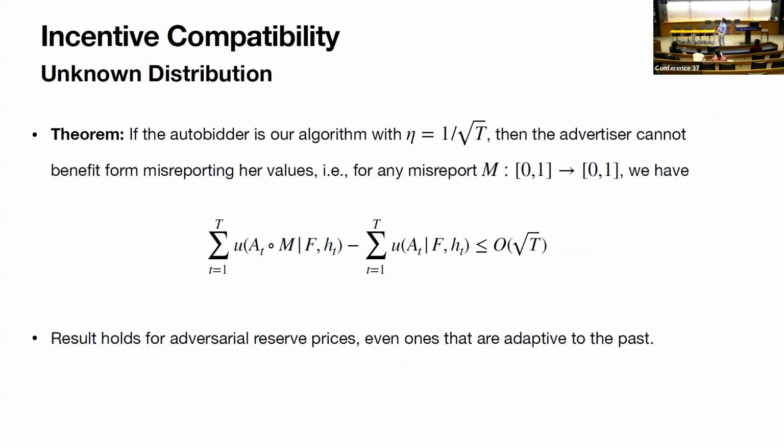Finally, it's also strategically robust on the advertiser side. The advertiser can't gain from misreporting their values to this algorithm. So if they wanted to pretend every time their value was 0.8, whenever it was actually 0.2, doing so would not help them, no matter what function they come up with in order to misreport their values to the autobidder. And this holds again for adversarial environments. So as an advertiser, I can rest assured no matter what's happening in the market, there is no point in me trying to manipulate my own autobidder.